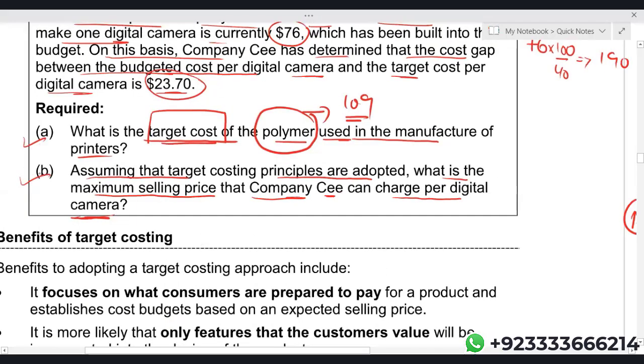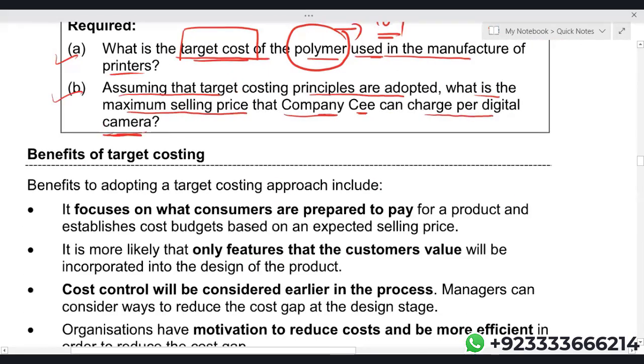Part A is done. B is done. Great. Now, what are the benefits of target costing? Obviously, we will not be examining this in section C, but it can appear in section B as well as in A. Benefits to adopting a target costing approach include: it focuses on what customers are prepared to pay. External focus for a product, and establishes the cost budgets based on an expected selling price. So basically the entire focus is on what the customer is going to pay us. But customer is actually willing to pay you nothing. But that is not possible. Customer has to pay something. Otherwise, company will not give the product.